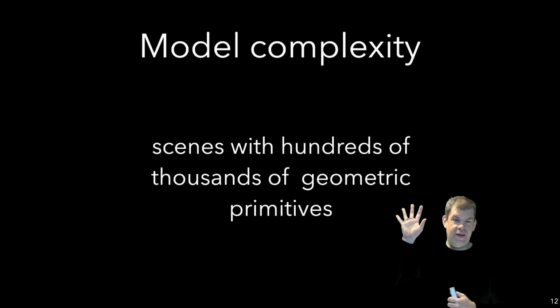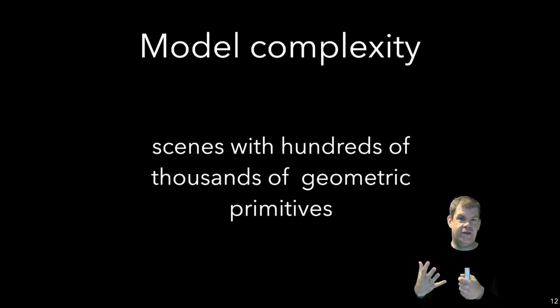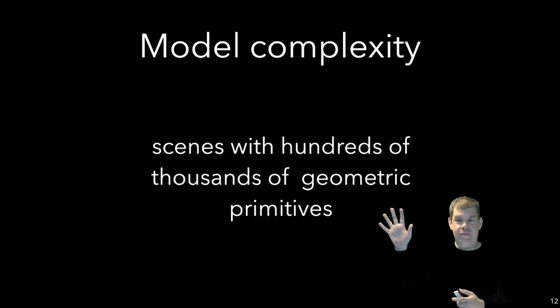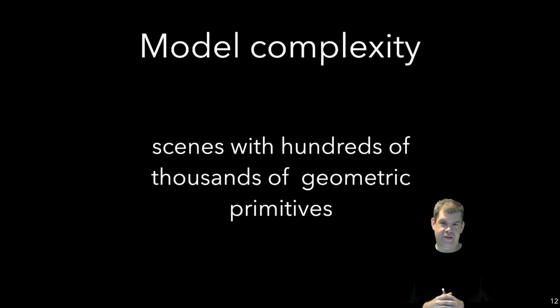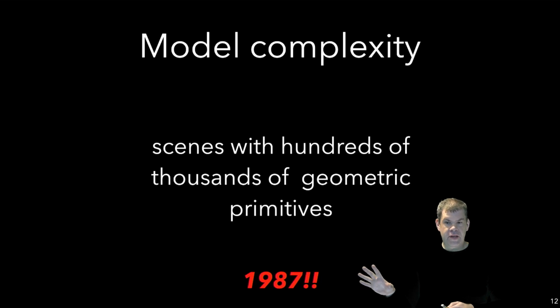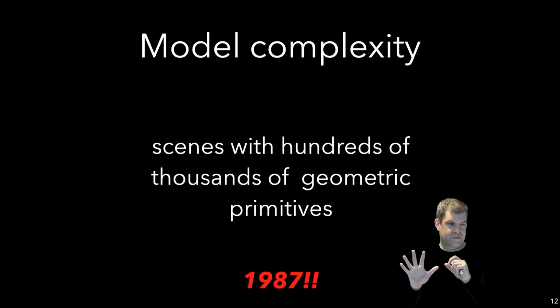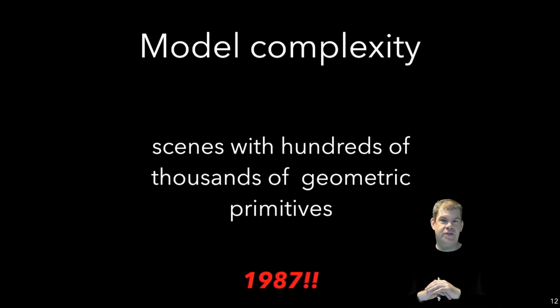As I said, the paper is nice in the sense that it defines everything that it requires. So model complexity, here's the definition: scenes with hundreds of thousands of geometric primitives. Okay, and we're talking here about the 80s. Just to get that straight, hundreds of thousands of geometric primitives seems like a bad joke today. I'm pretty sure my smartwatch can easily handle hundreds of thousands of geometric primitives.